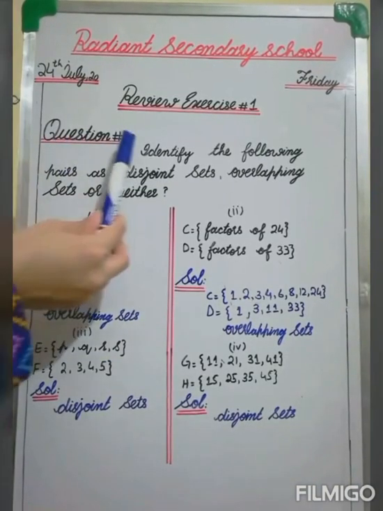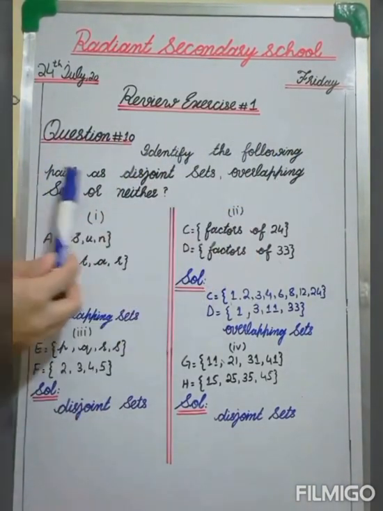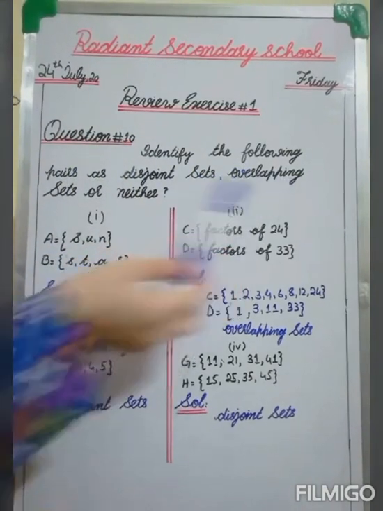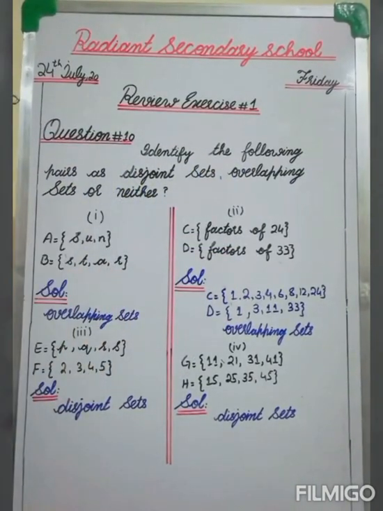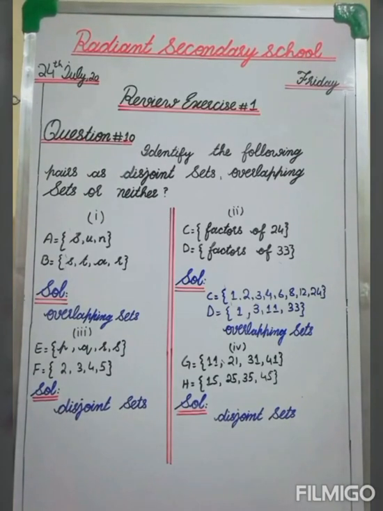Next, question number 10 is: identify the following pairs as disjoint sets, overlapping sets or neither. Students, you can see question number 10 is the same as question number 7. So once again I will revise overlapping and disjoint sets for you. In disjoint sets there are no common elements present, and overlapping means that 2 sets have some common and some uncommon elements. It means that they are not subsets of each other.